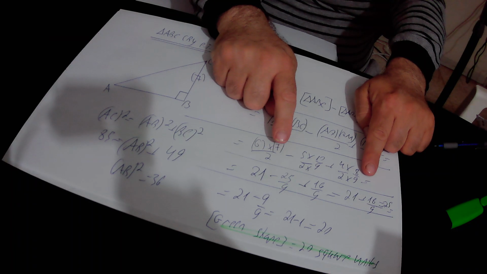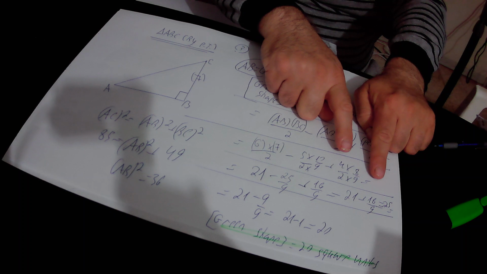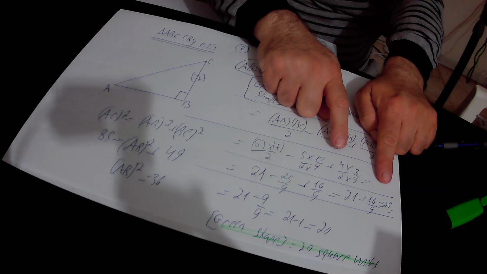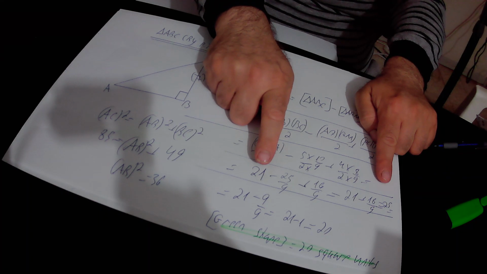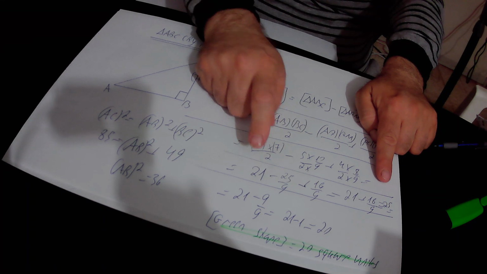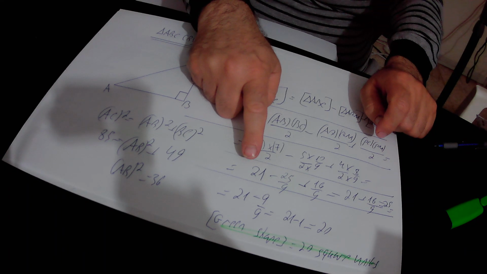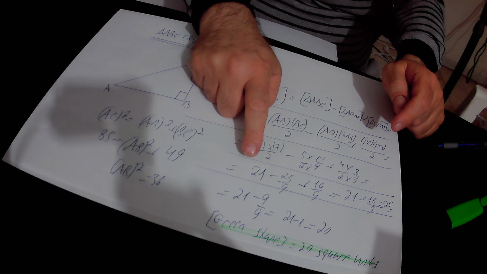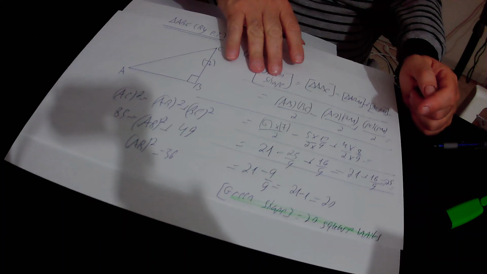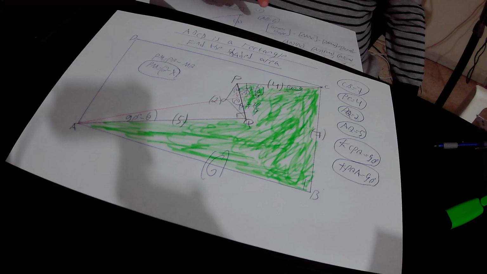So it is 21 plus 16 minus 25 over 9. 16 minus 25 is minus 9, and in the denominator we have 9. So in total, the area of the green shape equals 21 minus 9 over 9. Minus 9 over 9 is minus 1. So the area of the green shape equals 21 minus 1, that is 20. In conclusion, the area of this green shape equals 20 square units.